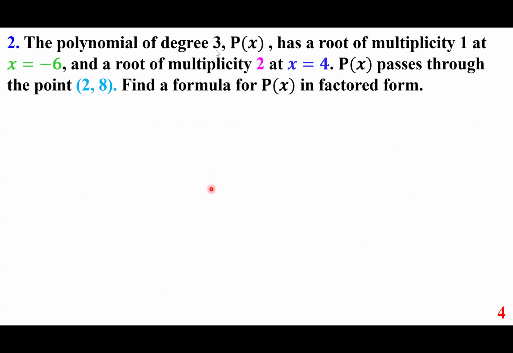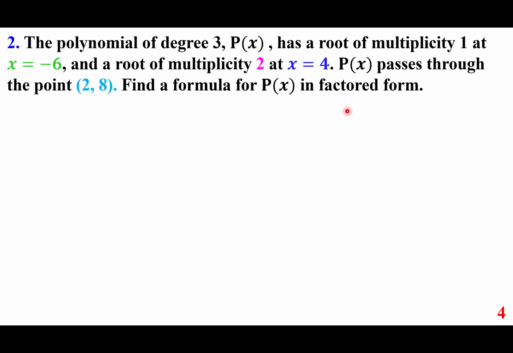The polynomial of degree 3, P of x, has a root of multiplicity 1 at x equals negative 6, and a root of multiplicity 2 at x equals 4. P of x passes through the point 2, 8. Find a formula for P of x in factored form.